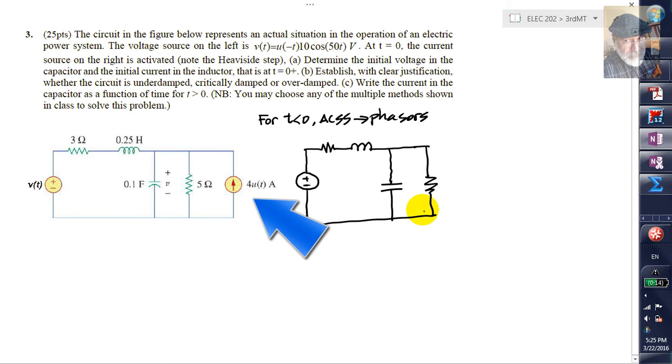What about the current source on the right? Well, before t equals 0, u(t) over here is 0. The value of the current source before 0 is 0. It's an open circuit. That's why it doesn't appear in the circuit before 0.